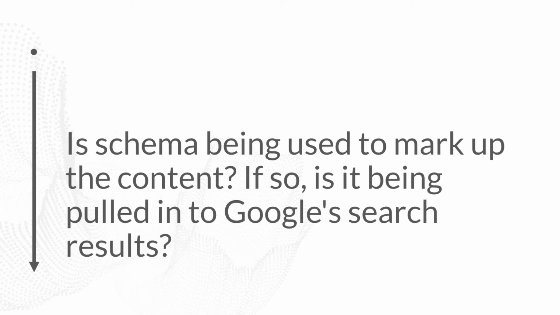We can also look at schema and figure out if schema is being used to mark up the content. If schema is being used, is it being pulled into Google search results? Whatever it is that you're trying to mark up, is Google picking it up? Is Google using it? If they're not using it, why aren't they using it? Do they just not support that schema type? Or is there something wrong about how the schema is structured?